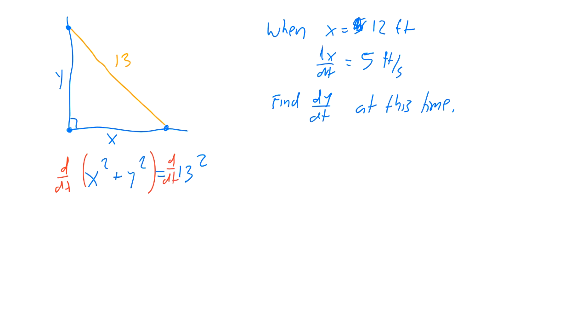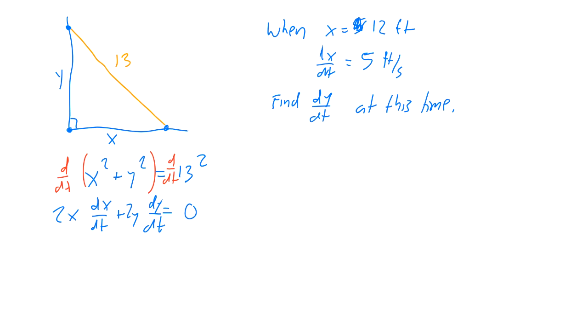And on the right side, the derivative of a constant is 0, so I get a 0 on the right. On the left side, I'll have 2x dx/dt plus 2y dy/dt. And now let's just plug in everything we know.